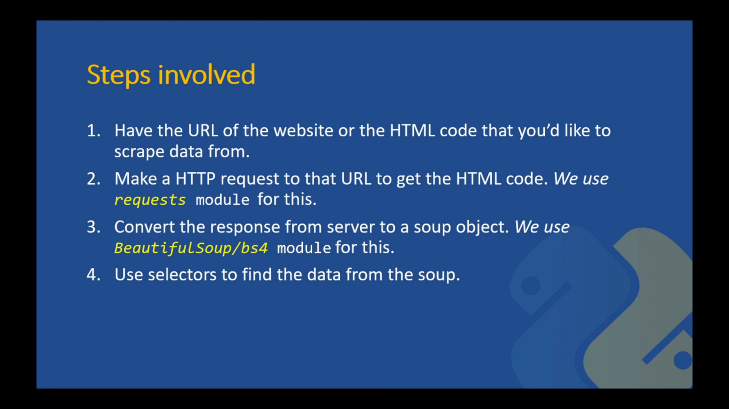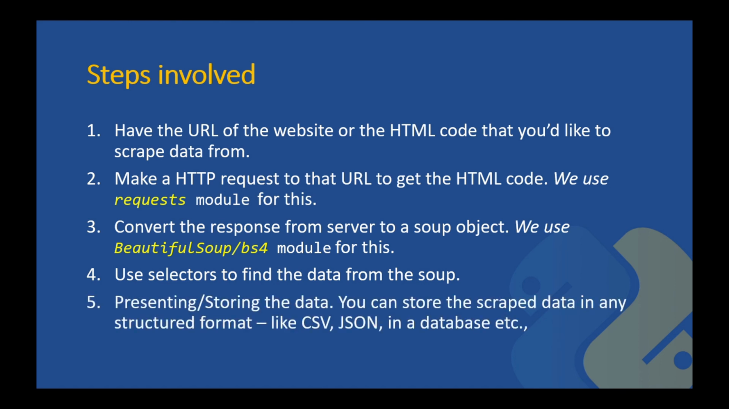And at the last, when you have the data, like I discussed earlier, for presenting or storing the data, you could store it in CSV format or JSON format, or in a database or an XML format, anything. So these are the steps involved in web scraping. I hope this is clear. And let's code now. That's all with the theory part. Now let's get into coding.